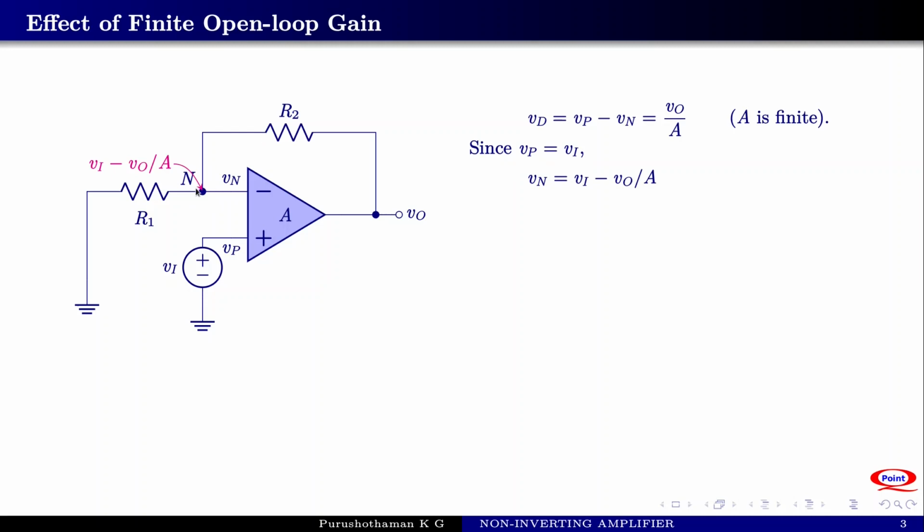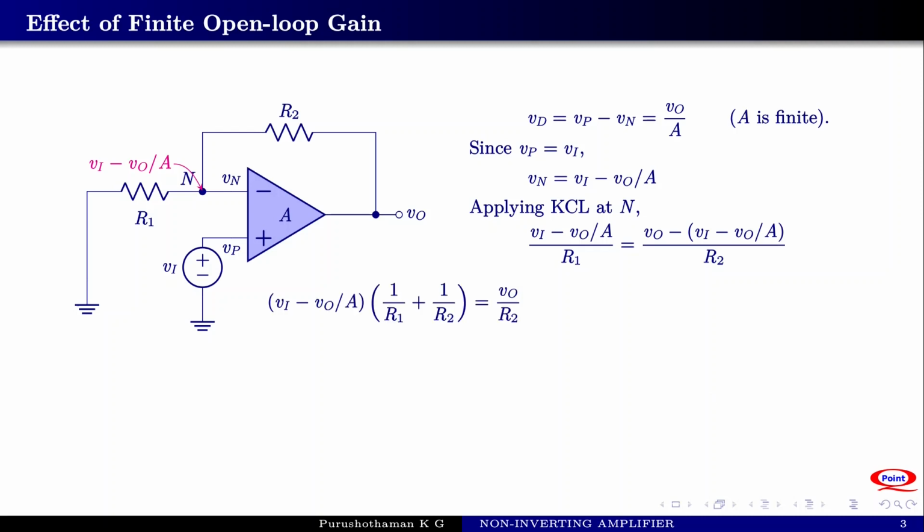Now that we know the voltage at the node N, we can apply KCL at this node as before. So the current leaving the node must be equal to the current entering. We have (Vi minus Vo by A) by R1, that is the current leaving. This is equal to (Vo minus (Vi minus Vo by A)) by R2. Now simplify this expression to get the final expression. We can write this expression as (Vo minus (Vi minus Vo by A)) into (1 by R1 plus 1 by R2) equal to Vo by R2.